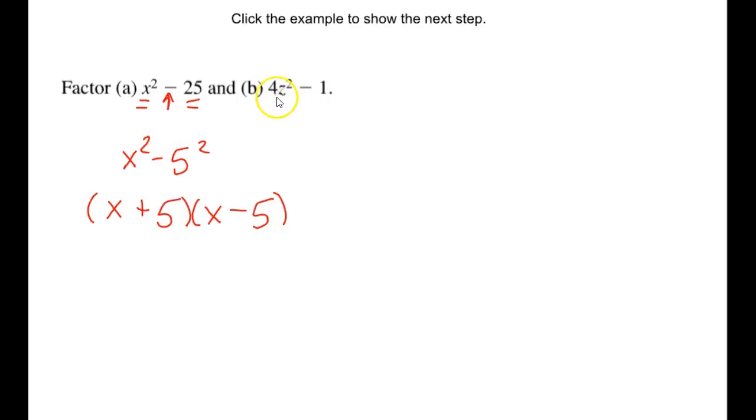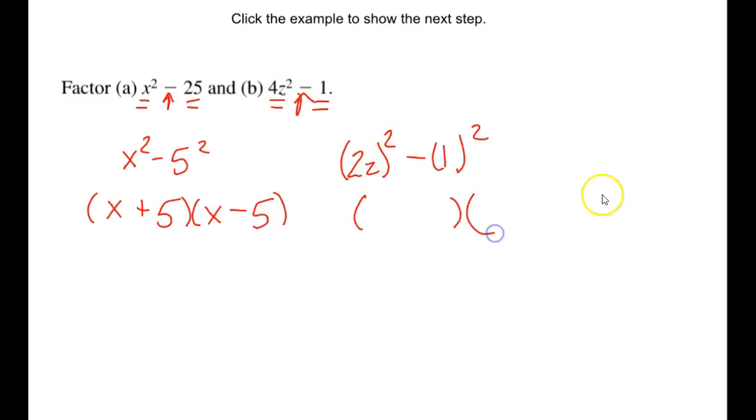So let's look at b. I have 4z squared minus 1. Again, I notice I'm subtracting. I know the square root of this first term and I know the square root of the second term, so I can go ahead and figure that out. So I know my first term is going to be the quantity 2z squared, minus 1 squared. Right? Because I know that the quantity 2z squared is the same thing as 4z squared. So now that I have it written like this, I can go ahead and write my product of two binomials. One's going to be a plus, one's going to be a minus. The 2z goes in the first spot, and the 1 goes in the second spot. So now I've factored these completely.